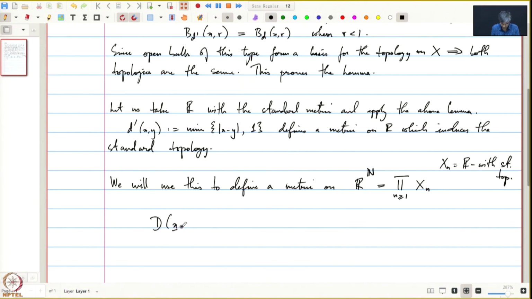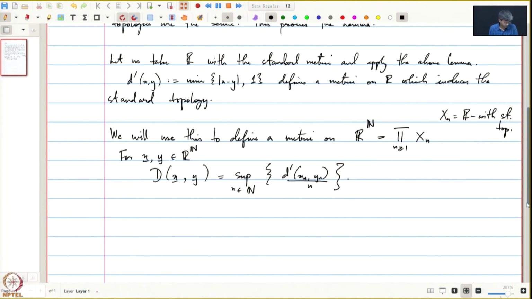Define d of x comma y. We take two vectors x and y in this R^N, and we define d as the supremum over all natural numbers n of d prime of x_n comma y_n divided by n. This supremum obviously exists because each of these d primes is less than or equal to 1, right? So first we need to show that this actually defines a metric on R^N.